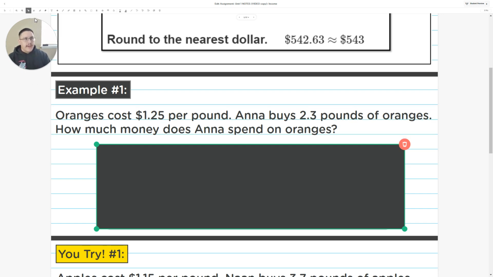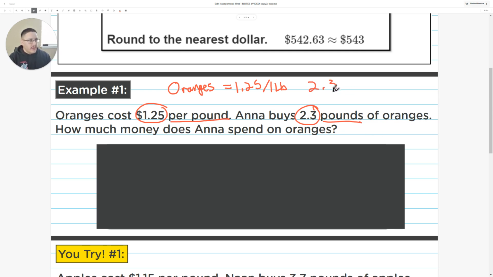First, let's figure out what we have. Oranges cost $1.25 per pound. So oranges, I'll just spell it out, is $1.25 per 1 pound. Okay? Anna buys 2.3 pounds of oranges. So we have 2.3 pounds.